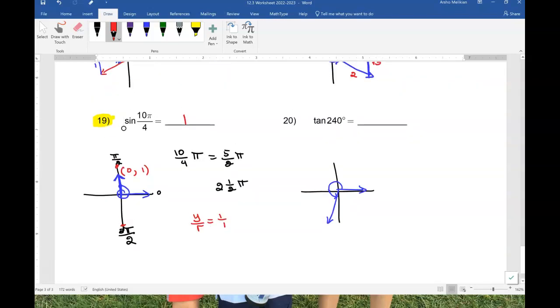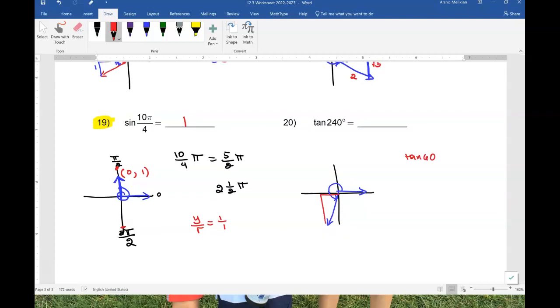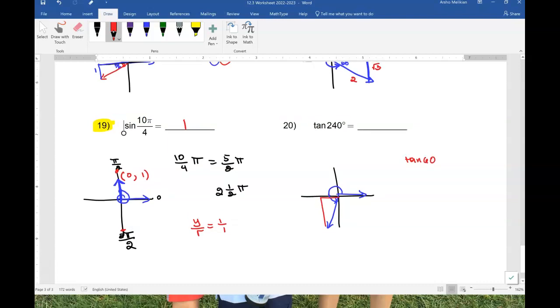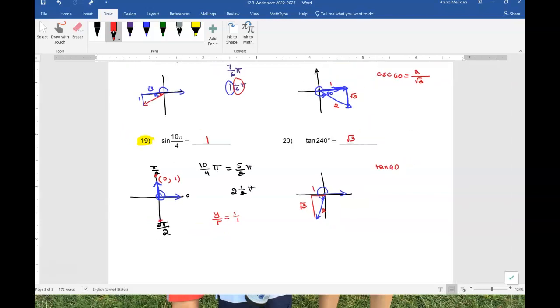Okay. Next, tangent of 240. What's the reference angle? 60. So I want tangent of 60. Okay? This is 60 degrees. Root 3, 1, and 2. From 180 to 240, it's 60 degrees. So always go from the x-axis up or down. So the tangent here would be opposite over adjacent, root 3, positive or negative? Positive.